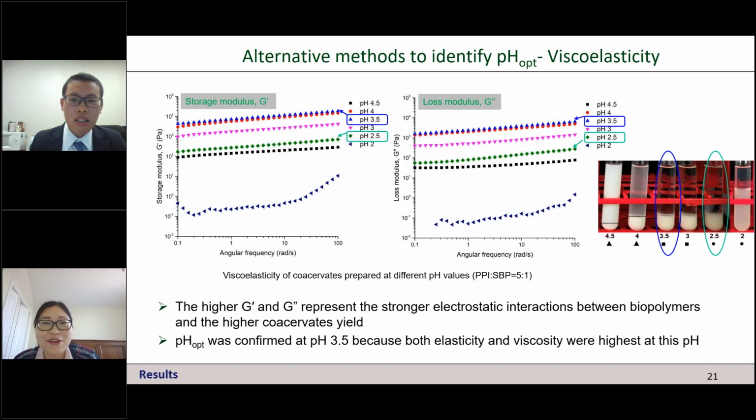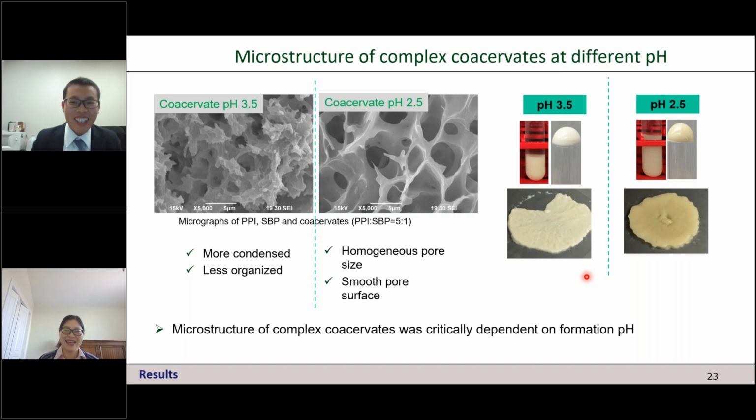If you look at the right side of your slide, you will see at pH 3.5 and 2.5, you have two phases in the tube, right? A phase that is just the transparent water, and a second phase that is the coacervate mixture. When you did the rheological measurement, did you measure the whole mixture, or did you remove the water and just get the coacervate part? How did you do that work? Okay, thank you so much.